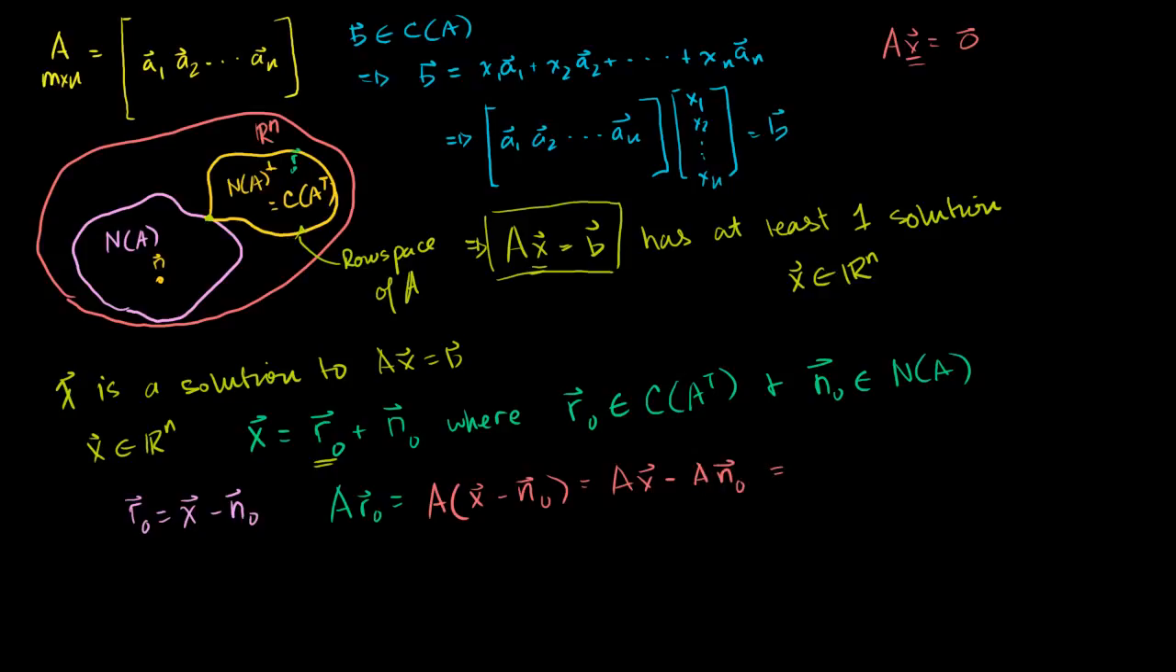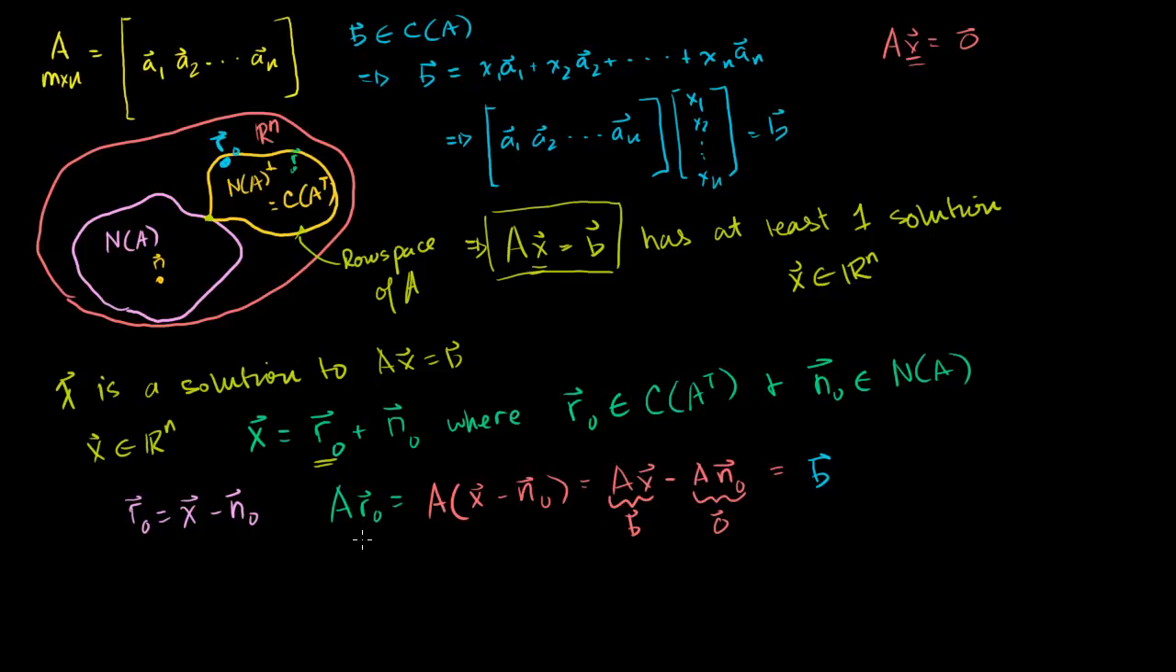And what is this equal to? Well, A times x, we already said that x is a solution to Ax equals b. So this is going to be equal to b. And n naught is a member of our null space, which means that A times any member of our null space is going to be equal to the 0 vector. So you have the vector b minus the 0 vector, and you're just going to have the vector b. So we just found out that A times this member of our row space, r naught, is equal to b.